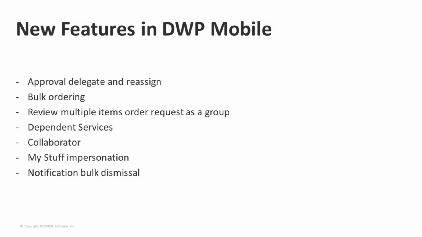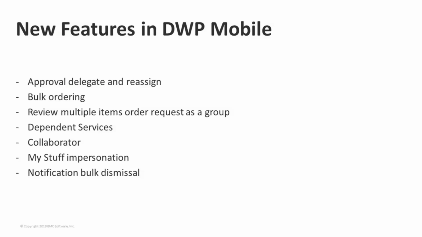Bulk ordering capability that was not there on mobile. It was only available on web UI. So that is now available on mobile as well. Review multiple item order requests as a group. This was also another functionality which was not available on mobile.